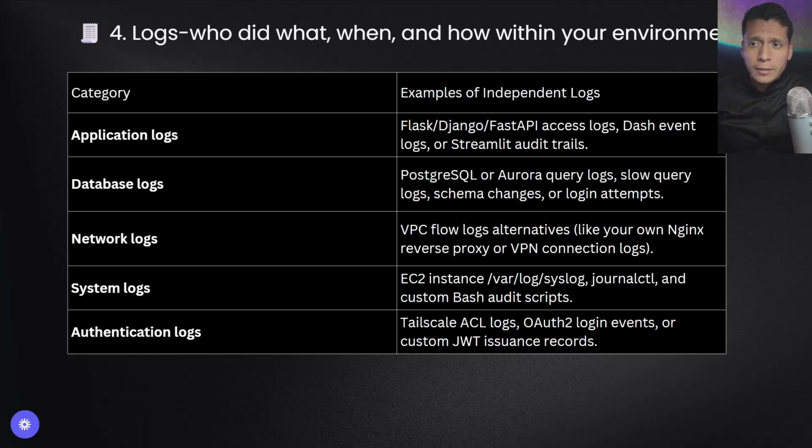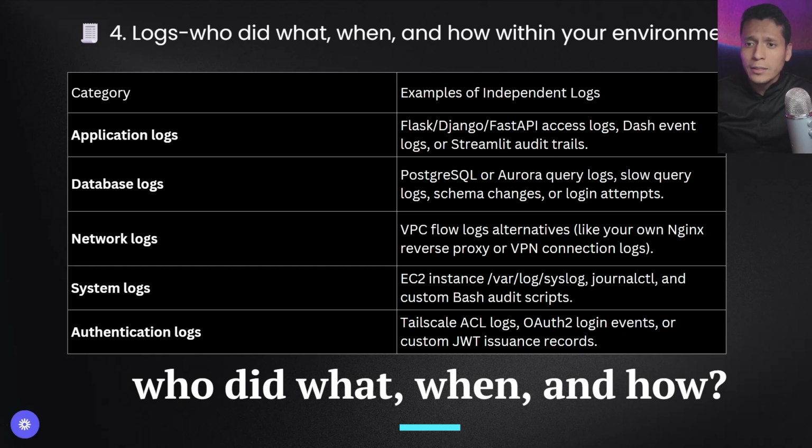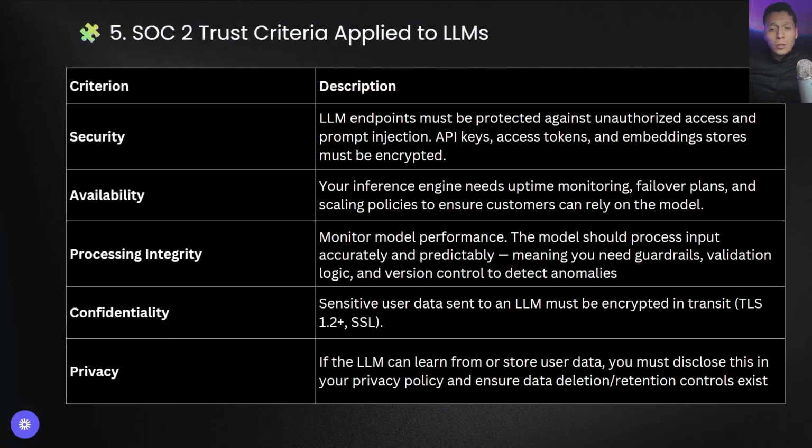SOC 2 compliance is as much about visibility as it is about controls. So I maintain independent logs across applications, databases, network logs, system logs, and authentication processes so that I can trace when something went wrong. If I have this comprehensive set of logs, I can trace who did what, when, and how within seconds. How does SOC 2 compliance apply to AI applications and systems?